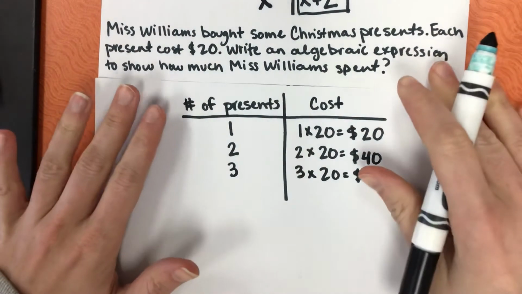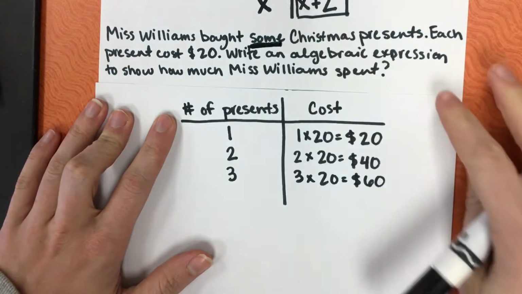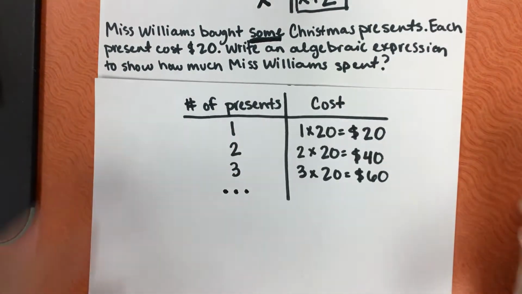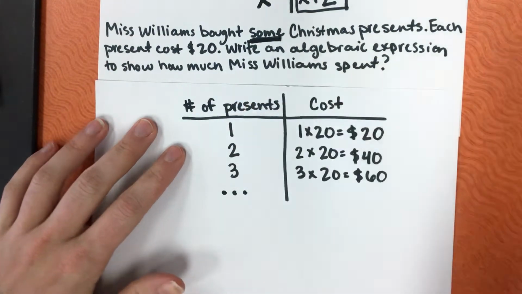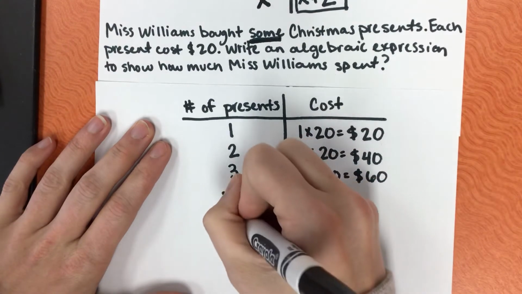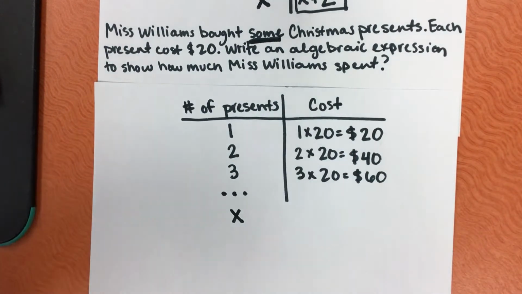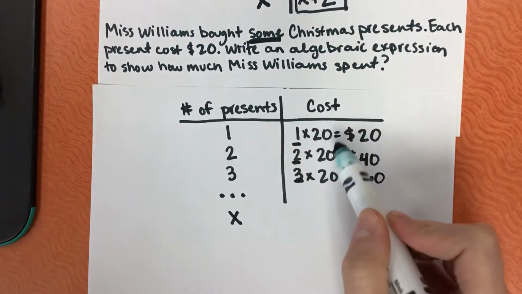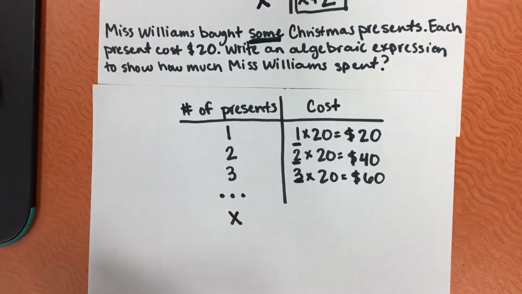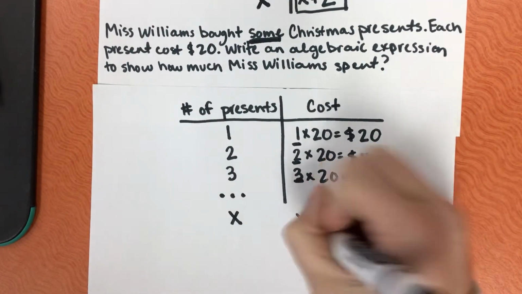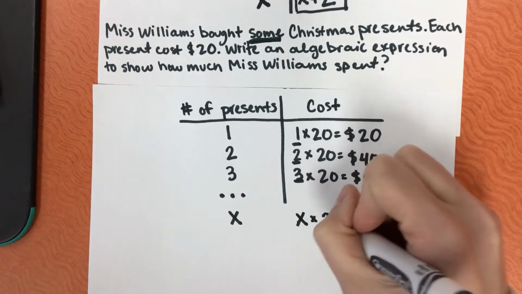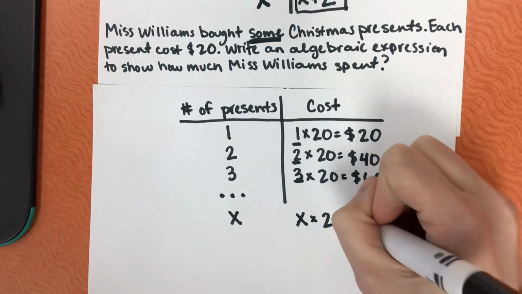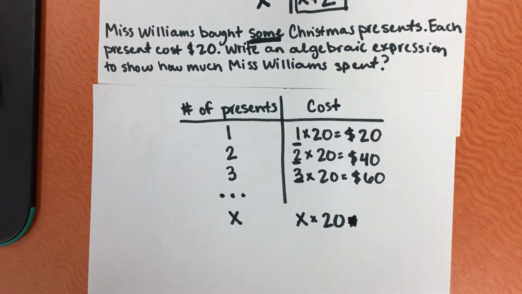Okay? Now, my problem says Miss Williams bought some Christmas presents. You don't know how many Christmas presents I bought. So we can represent that word sum with a variable because that's our unknown value. Okay, so let's say that I'm going to represent the word sum with my variable of x. If I follow this pattern, I'm always taking the number of presents times my $20 that I know my presents cost. So I'm going to take my number of presents times $20, and my numeric expression is, I didn't need to put an equal sign there, I apologize. My numeric expression is x times 20.